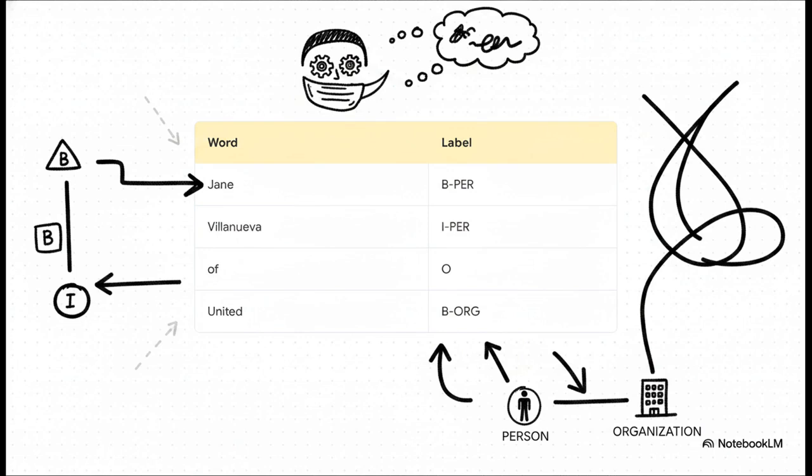Take the phrase "Jane Villanueva of United." The model learns to meticulously label Jane as the beginning of a person entity, Villanueva as the inside of that same entity, the word "of" as outside any entity, and United as the beginning of an organization. Token by token, it maps precise meaning onto every single word.